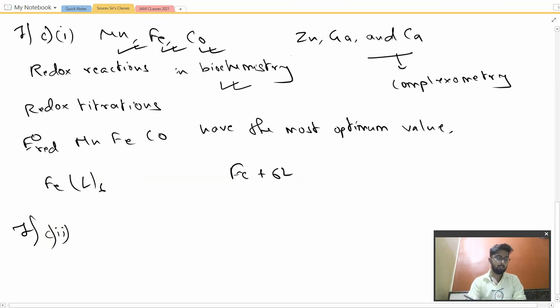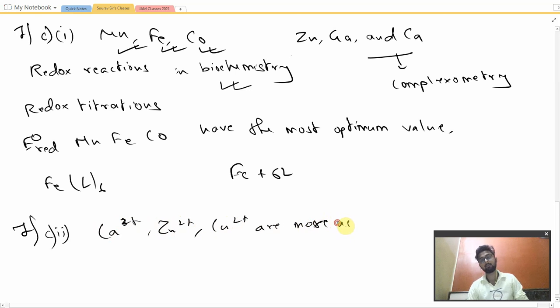7C2. Okay, so 7C2 says: explain the emergence of Ca2+, Zn2+ and Cu2+ in the control of protein folding rather than Al3+ and Cr3+. Okay, so Ca2+, Zn2+ and Cu2+ are more used in protein folding than Al3+ and Cr3+.